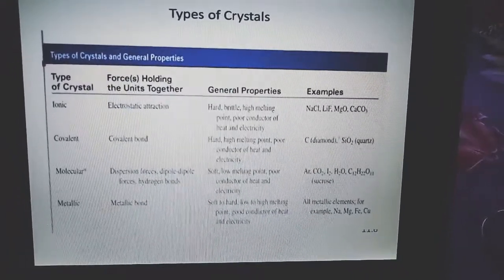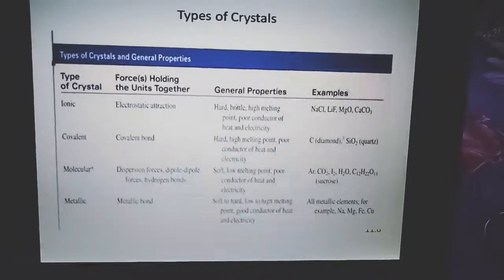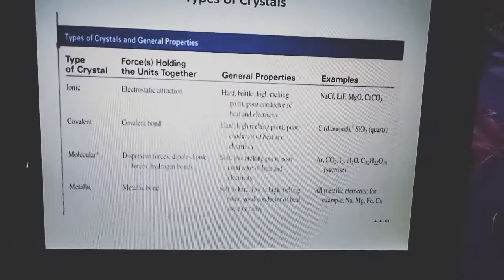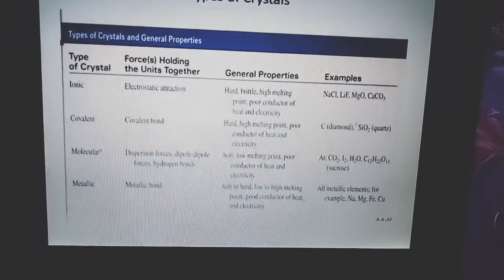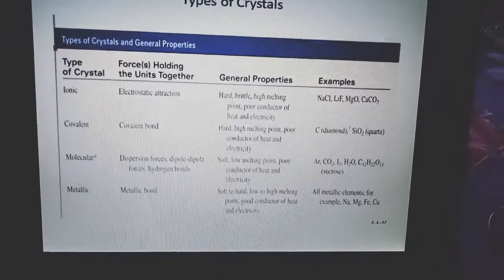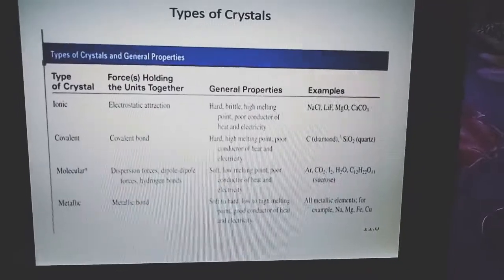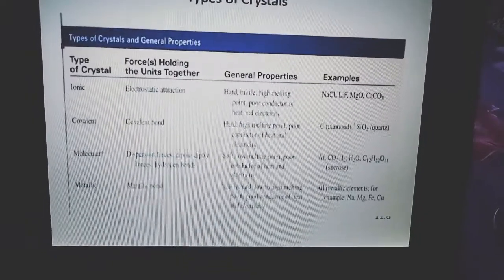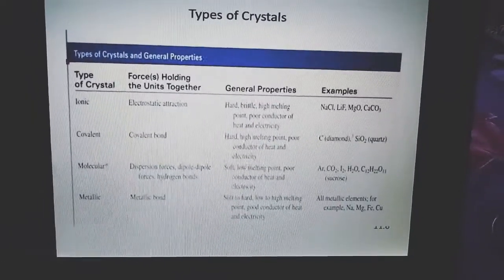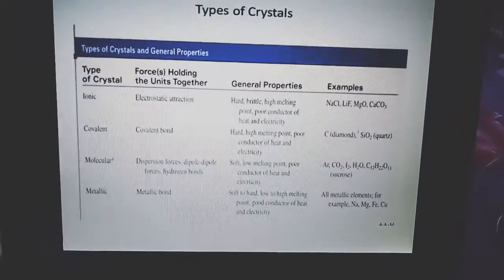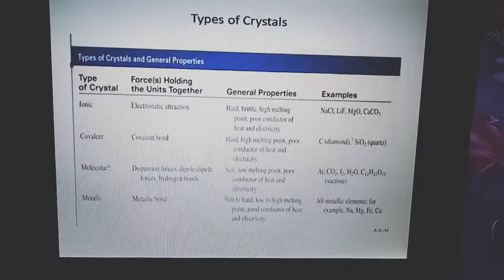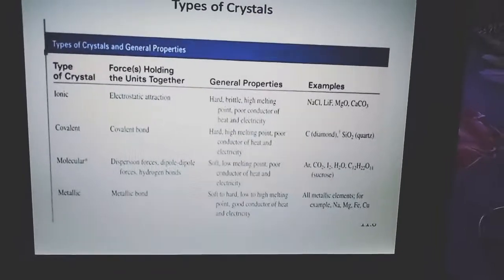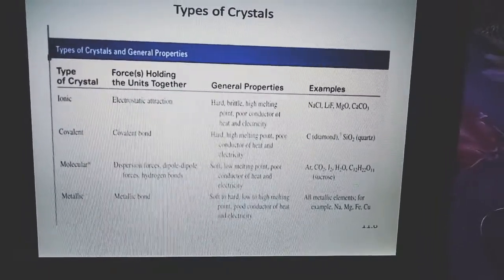Second is covalent crystal. The forces holding them are covalent bonds between the atoms. They are hard, have high melting points, and are poor conductors of heat and electricity. Examples are carbon and silicon oxide, that means quartz. Third is molecular crystal. In molecular crystals, the forces holding them together are dispersion forces, dipole-dipole forces, and hydrogen bonds. General properties: they are soft, have low melting point, and poor conductance of heat and electricity. Examples you can see are argon and carbon dioxide.